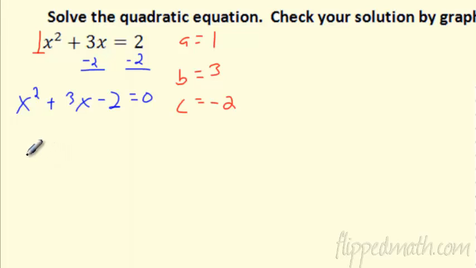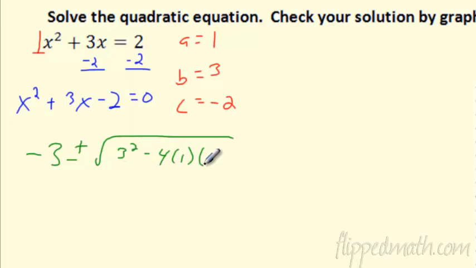I've got B is 3. So this is looking like negative B plus or minus the square root of what? B squared minus 4 times A times C, and that's all over 2A. I'm going to give you this formula whenever you need it, but you'll probably use it so much that you'll memorize it just from using it.